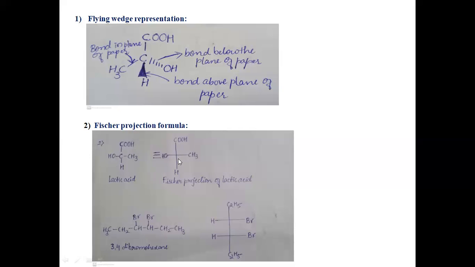So we are drawing two vertical lines to represent vertical bonds. These are the two vertical bonds. One is bonded to the COOH group. So draw one vertical line and represent the COOH group.